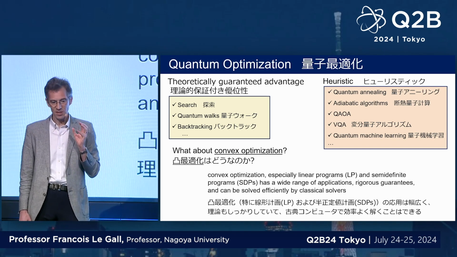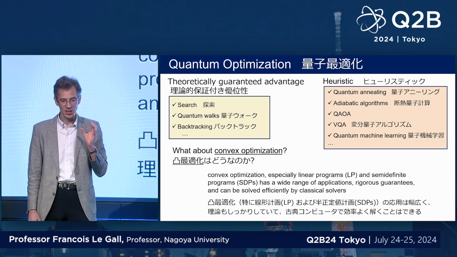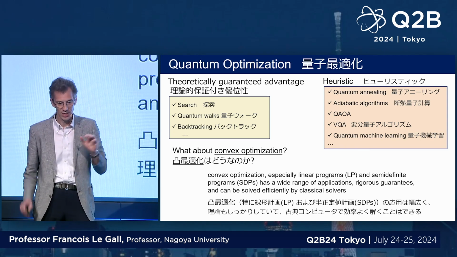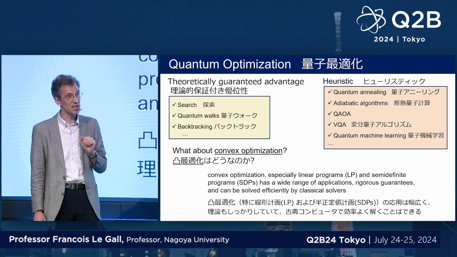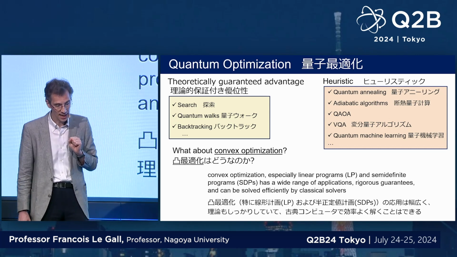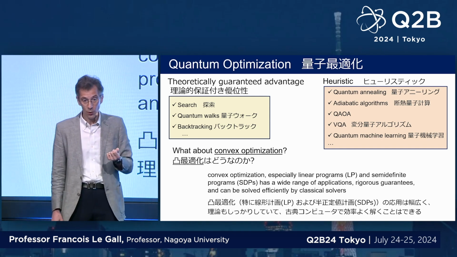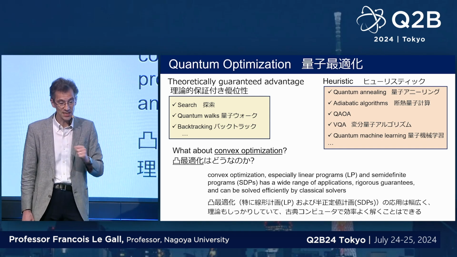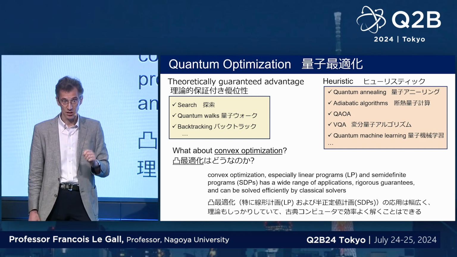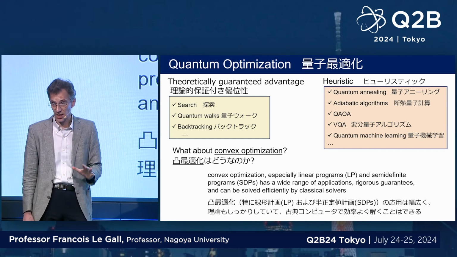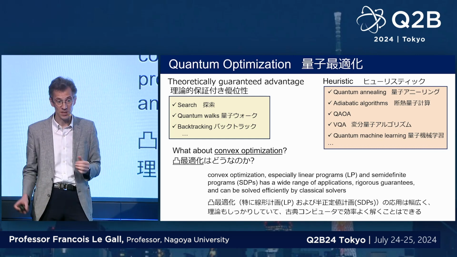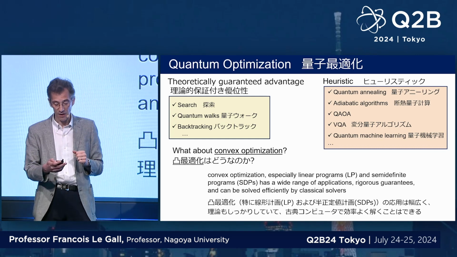And convex optimization, especially the study of linear programs and semi-definite programs, has a wide range of applications, rigorous guarantees, and can be solved efficiently by classical solvers. So they are used a lot in practice and can solve very large optimization problems very efficiently.